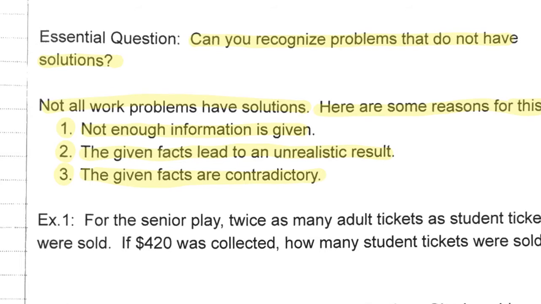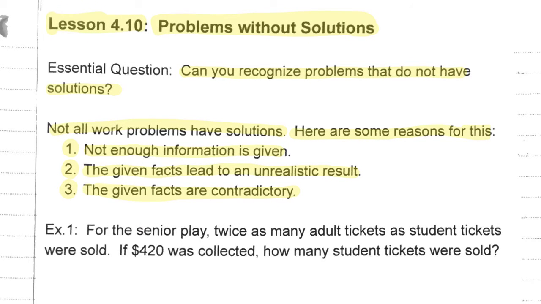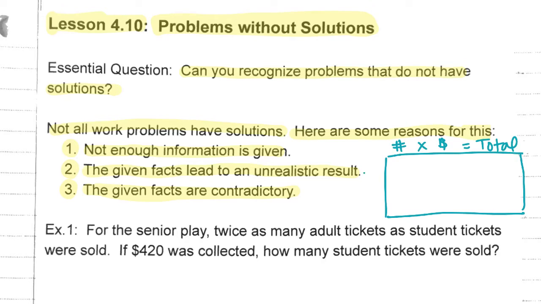So we want to look at a couple. Well, we'll probably start with one. For the senior play, twice as many adult tickets as student tickets were sold. If $420 was collected, how many student tickets were sold? Well, even if I built a chart, which I'm going to make a mini chart, we know that the number of tickets times the dollar amount of tickets is equal to the total. We know we have adult and student tickets, and the total column is always what we'll work with to solve the problem.